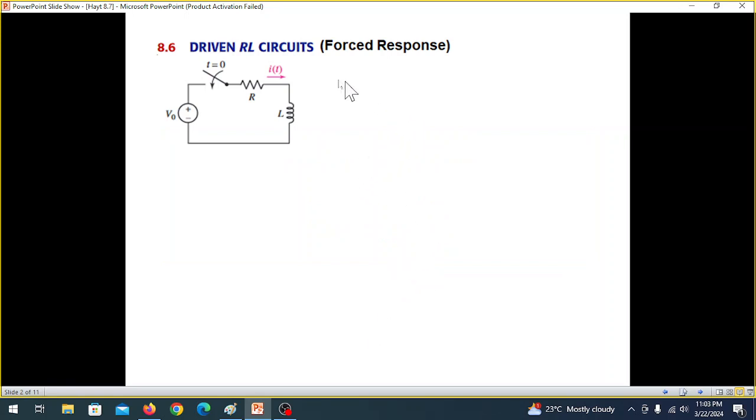A little bit about the driven circuit or forced response: at t equal to 0, when the switch is closed, there is a source present. Earlier, in the natural RL circuit, the switch was closed and the source was removed. But in this case, the source will remain present after t equal to 0. That is why this is called the forced or driven RL circuit.